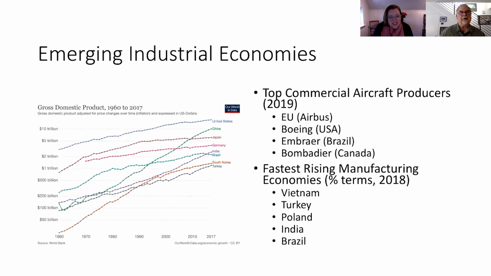But we also have other emerging industrial economies that are growing very, very quickly as well outside the Pacific Rim. And this gives you a sense, if you look at this graph: China, India, South Korea, Turkey, Brazil. These are also emerging industrial economies, and this is just some data that facilitates that. Today, the fastest growing economy for commercial aircraft production is in fact Brazil with the Embraer commercial jetliner, and the fastest rising manufacturing economies, meaning in percentage increase since 2013, were Vietnam, Turkey, Poland, India, and Brazil. So this movement of industrialization and the expansion of manufacturing outside the West has increased beyond the Pacific Rim.